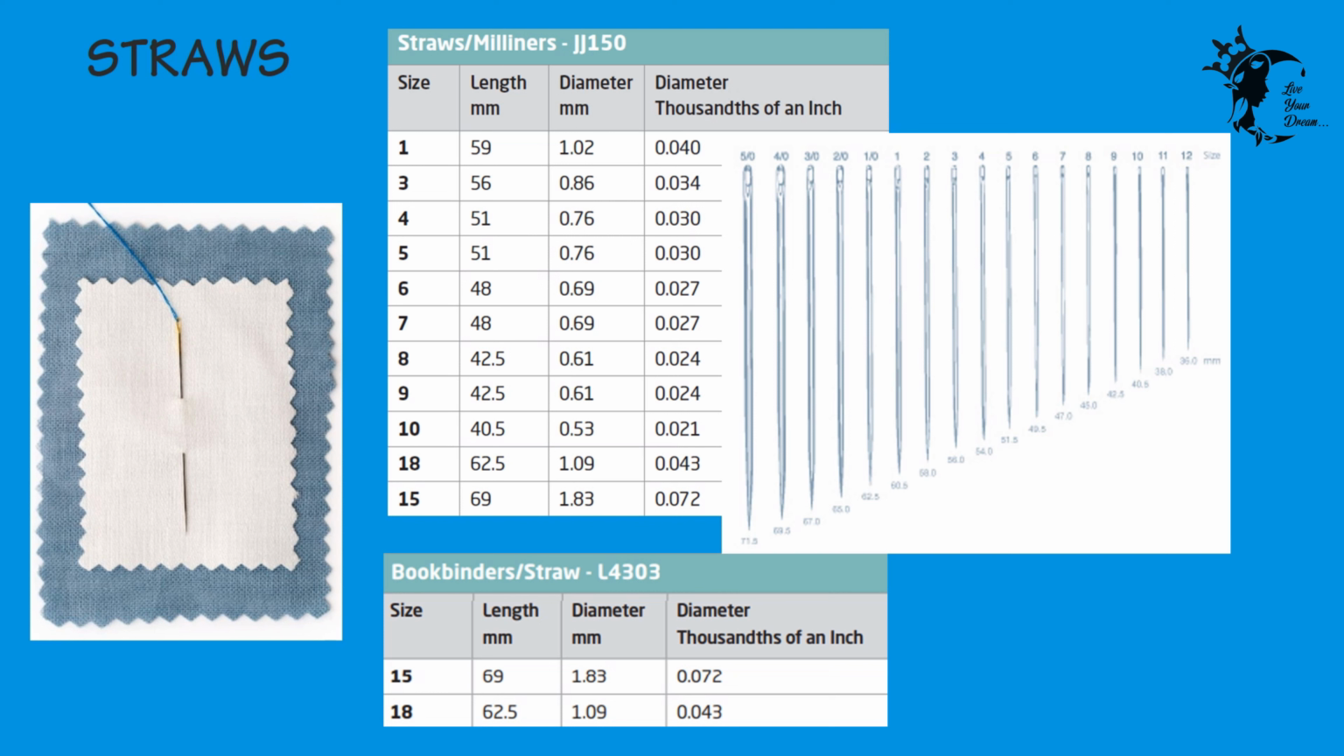Straws are fine needles with a short round eye and a sharp point. Excellent for basting, pleating, and decorative stitches. Straws pass quickly and easily through the fabric. Straw needles are sometimes referred to as milliner's needles as they were also traditionally used in hat making.